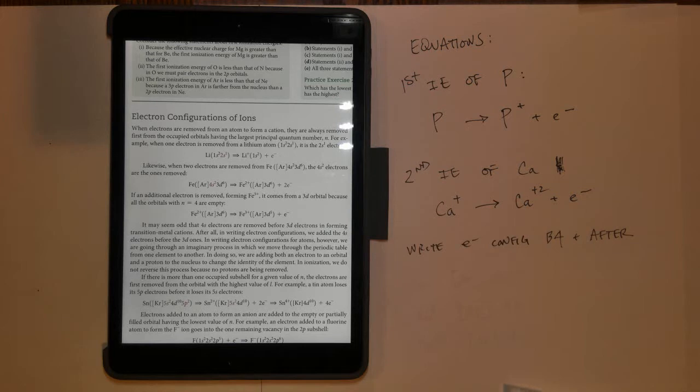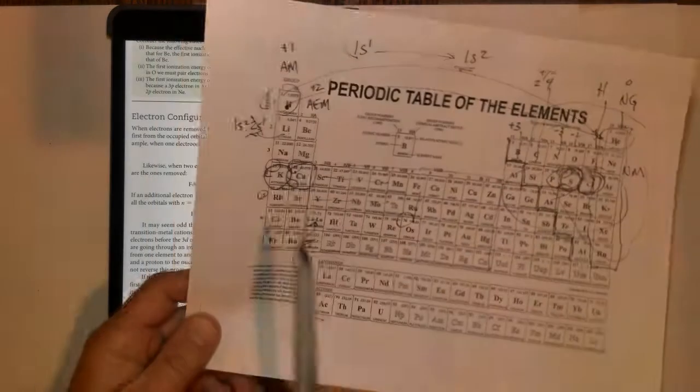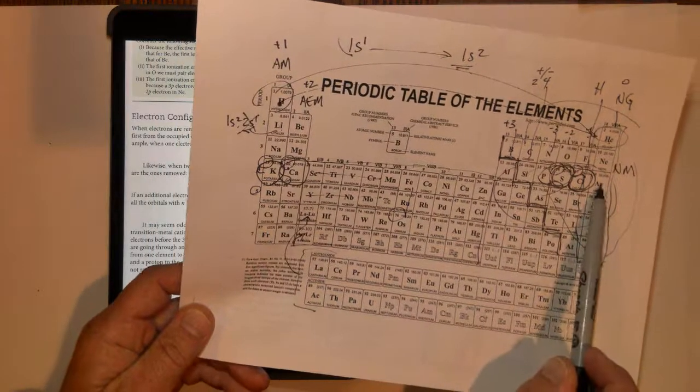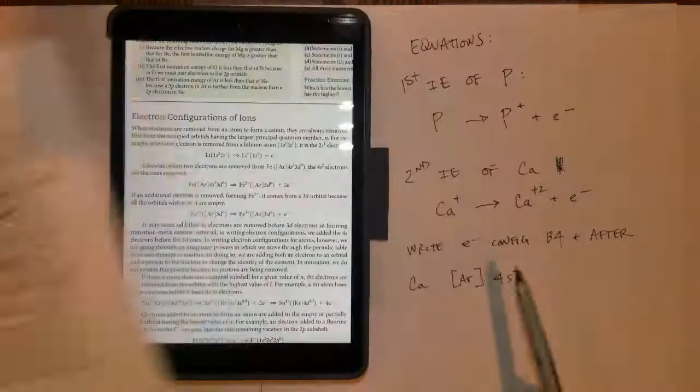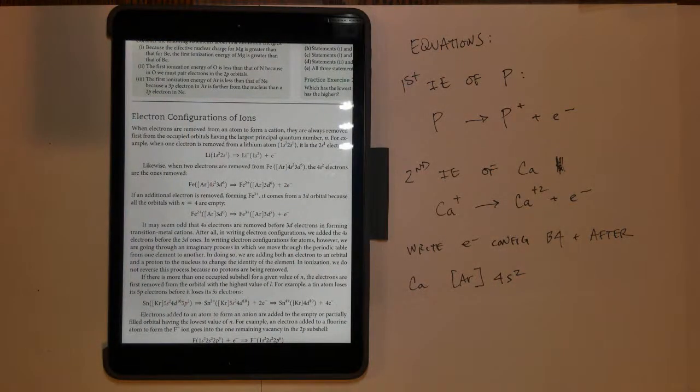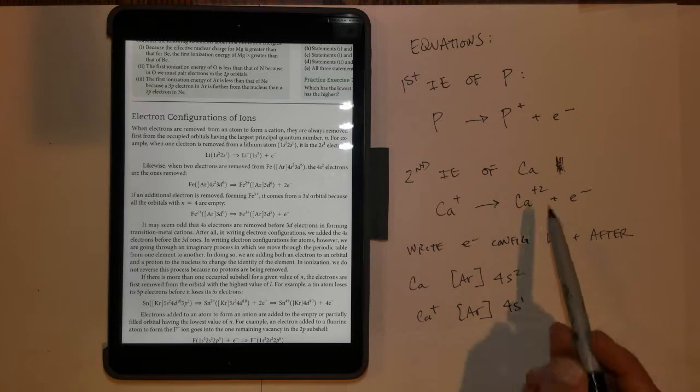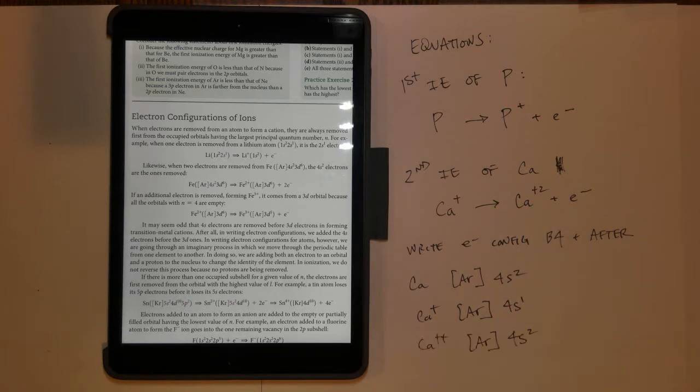All right? Write the electron configuration before and after for each of these. So here's for calcium. Calcium would originally be right here on the periodic table. It would be like argon, and then we'd be in the fourth period, 4s2. So argon 4s2. After it lost an electron, then it would be argon 4s1, and after it loses a second electron, then it would be calcium plus 2, and this 4s2 that used to be here would be gone. And so its electron configuration would just be argon right here. We wouldn't have any of these electrons anymore.